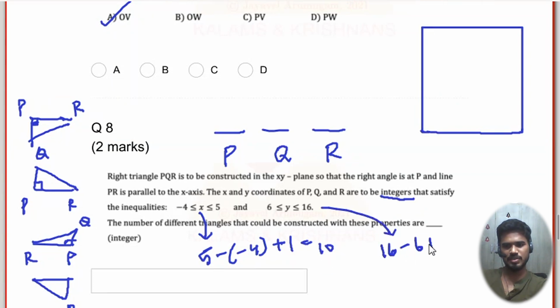So how many integers are here? This corresponds to 5 minus minus 4 plus 1, L minus R plus 1, right? That is, quickly, I suppose this is 10. This corresponds to 16 minus 6 plus 1. That is 11. X coordinate of P has 10 possibilities. Y coordinate of P has 11 possibilities. X and Y coordinates together, P has 110 possibilities.